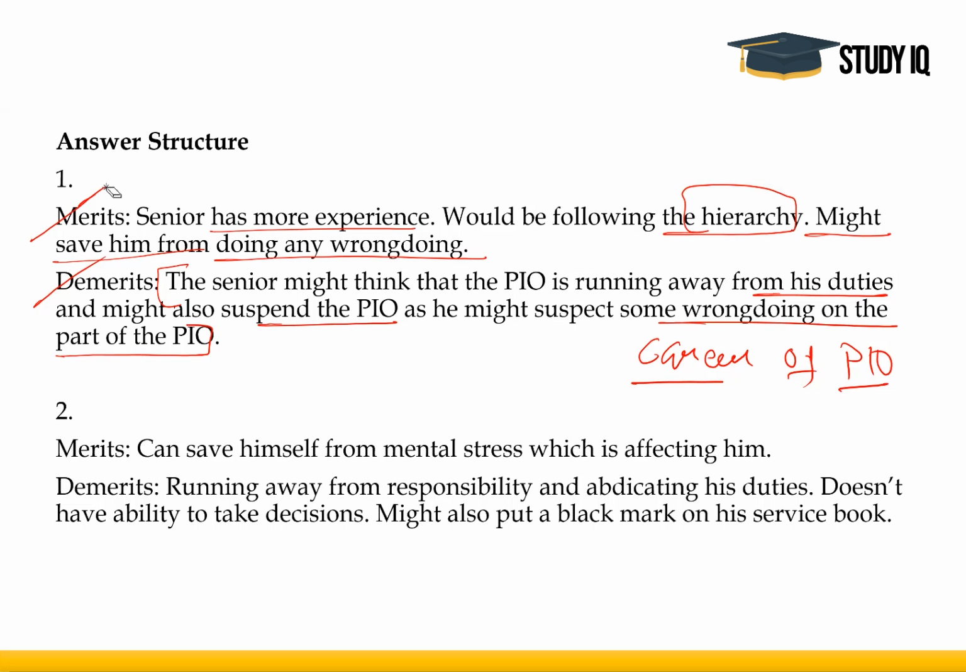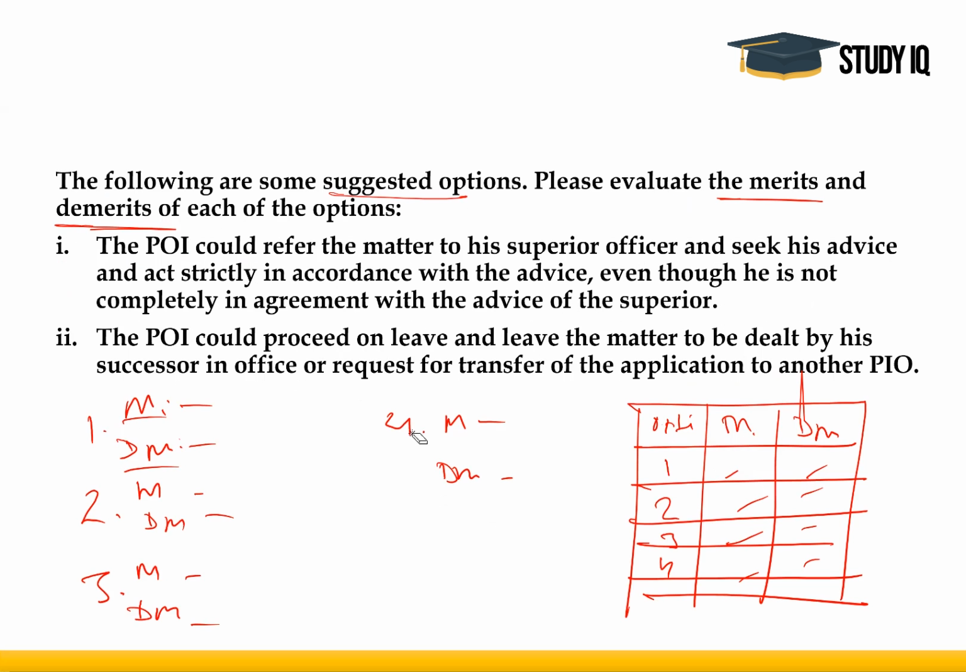Alright, now we shall discuss the second option. The PIO could proceed on leave and leave the matter to be dealt with by his successor in office, or request for transfer of the application to another PIO. Now just by reading the option, you can see that he is running away from his duty. He is abdicating his responsibility. So this is another demerit.